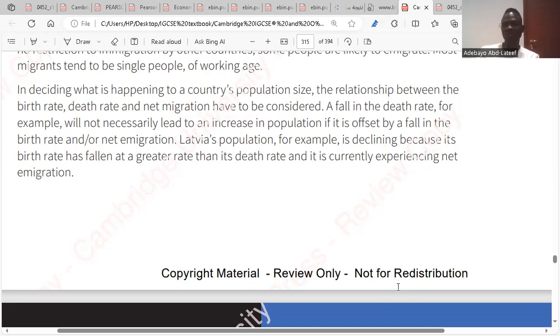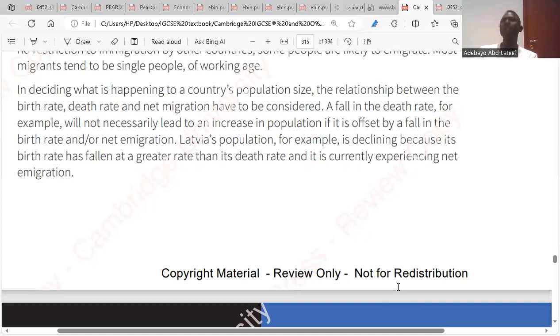That's a good question. What's the difference between net immigration and immigration? Emigration is the movement of people out of a country. Immigration is the number of people coming into the country. Out of a country is emigration. Into a country is immigration.